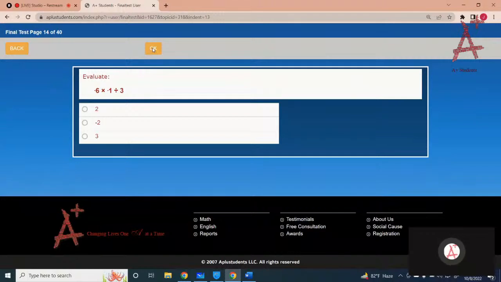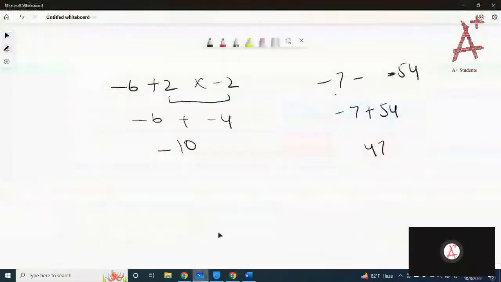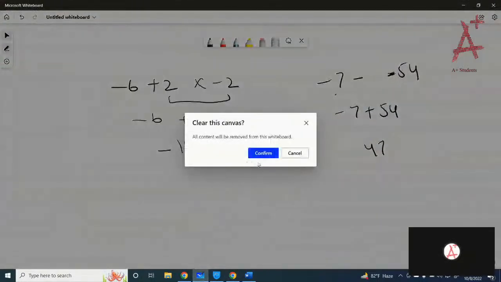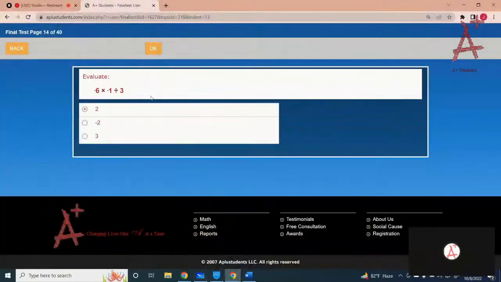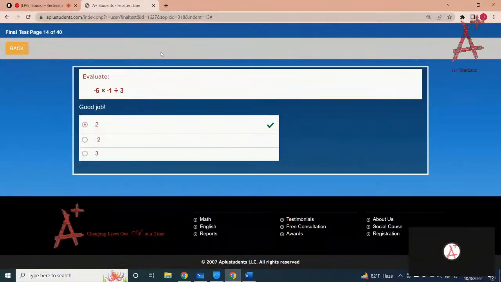Okay, negative 6 times negative 1 divided by 3. Let me write it down on board. Negative 6 times negative 1 divided by 3. So negative 6 times negative 1: you're multiplying two numbers with a negative sign. With the same signs, the answer is positive. And 6 divided by 3 is 2. Got it? 3 times 2 is 6. So it is 2. The answer is 2. So select the correct option and click on the OK button.